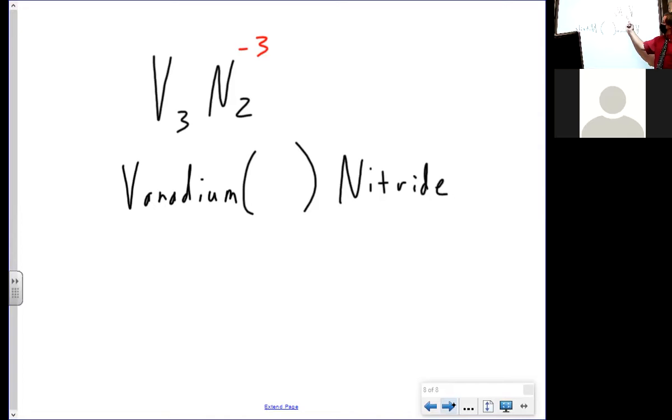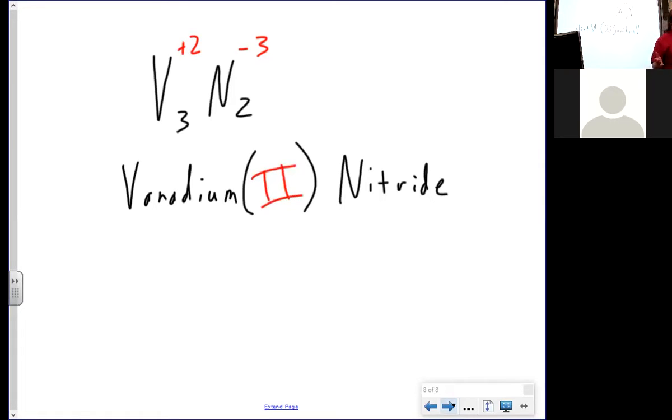Now here I look at this and I say, did my 3 crisscross and give me 3? Yes. So what number crisscrossed and gave me 2? Positive 2. How do I write a Roman numeral 2? The same thing you said, just put 2.